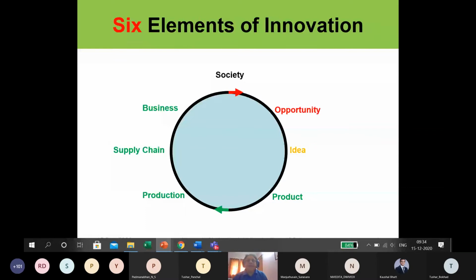Okay, first is that we have to identify opportunities. Second is that we have to develop ideas of how to fulfill them. Third is that this will lead to development of a system, a concrete system with which the idea can be embodied. And then production, how that will be implemented, supply chain, how this will be offered or delivered, and business, how this will produce money that will sustain the organization that is doing all this.